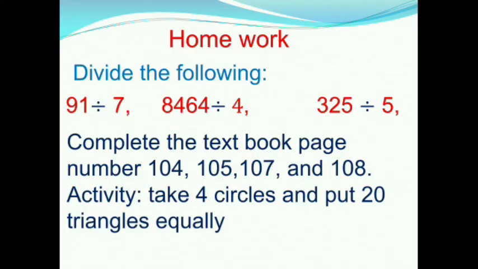Children, do this homework. Divide the following. First one, 91 divided by 7. Second one, 8464 divided by 4. Third one, 325 divided by 5. And complete textbook page numbers 104, 105, 107 and 108, and do this activity. Take 4 circles and put 20 triangles equally.